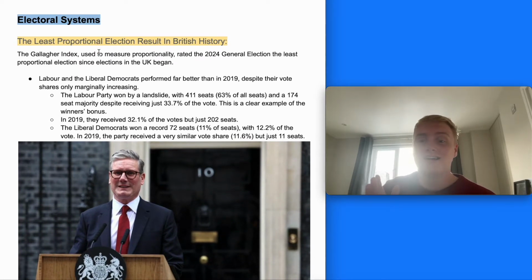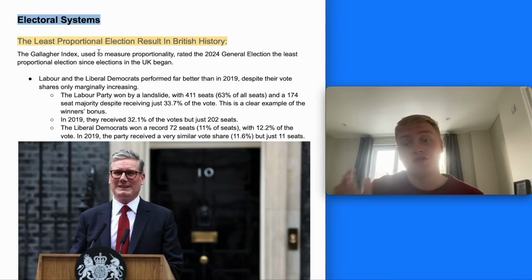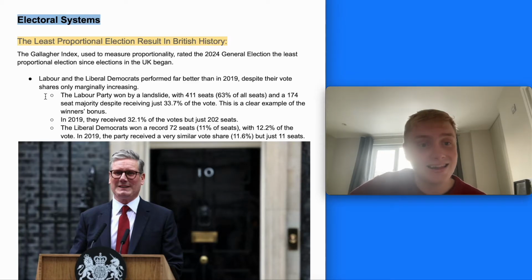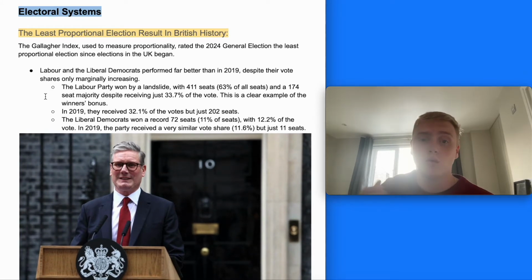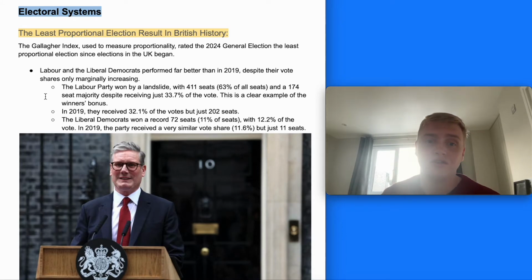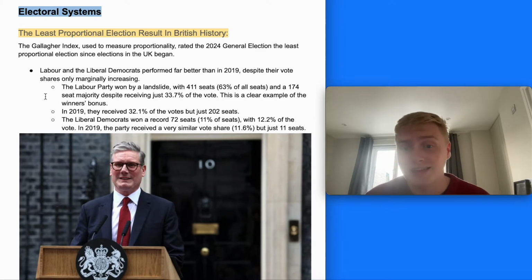So as I said in the introduction, the 2024 general election in the UK was the least proportional election result in British history, and this is according to the Gallagher Index, which is used to measure proportionality. Labour and the Lib Dems in the 2024 election performed far better than they did 5 years earlier in 2019, despite their vote shares only marginally increasing.